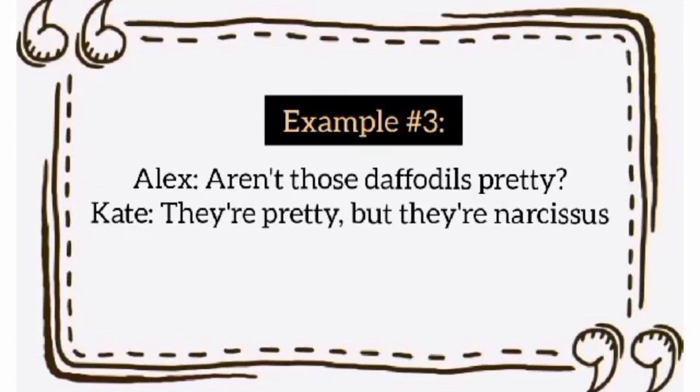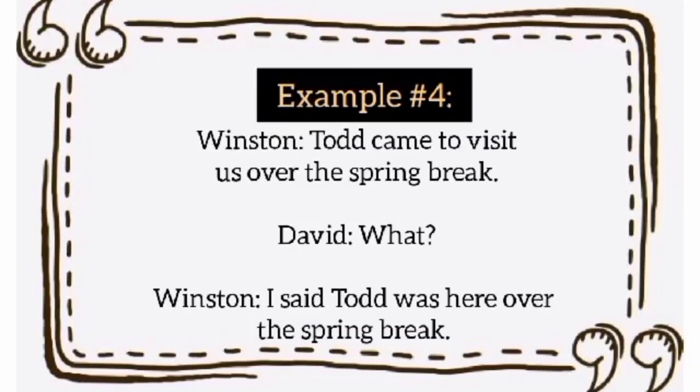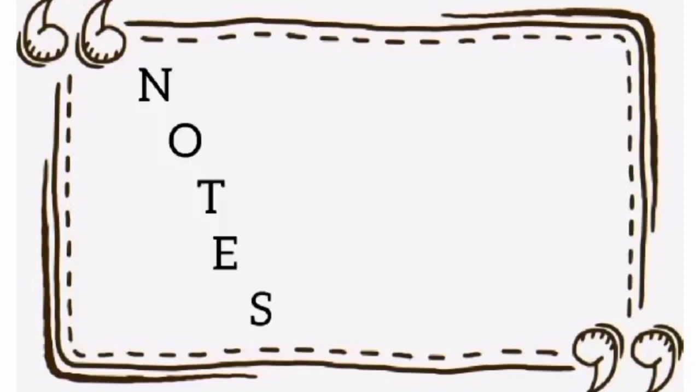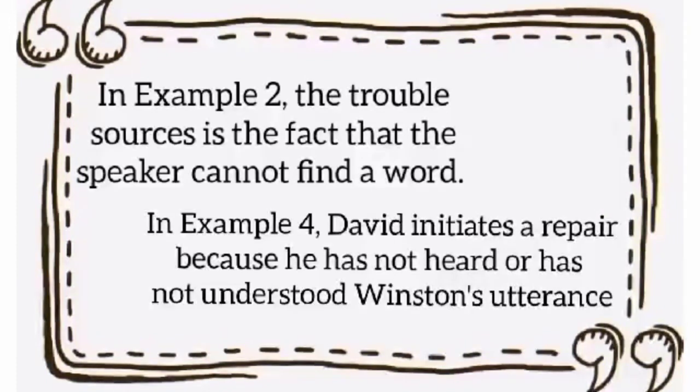Example number 3. Alex: aren't those daffodils pretty? Kate: they're pretty, but they're narcissus. Example number 4. Winston: Dad came to visit us over the spring break. David: what? Winston: I said Dad was here over the spring break. In example number 2, the trouble source is the fact that the speaker cannot find a word. In example number 4, David initiates a repair because he has not heard or has not understood Winston's utterance.